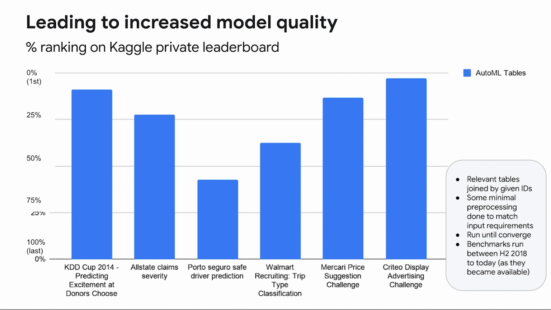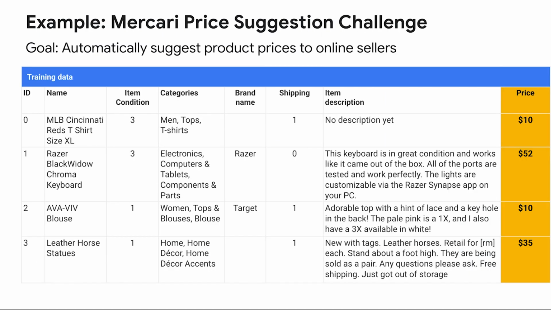Tables is usually in the top 25, which is usually better than existing vendors we tested. So overall, we do quite well. Let's deep dive on one of the datasets where AutoML Tables performs well, the Mercari Price Suggestion Challenge.